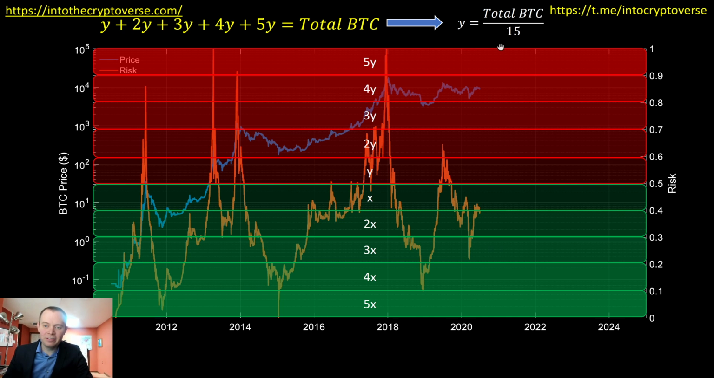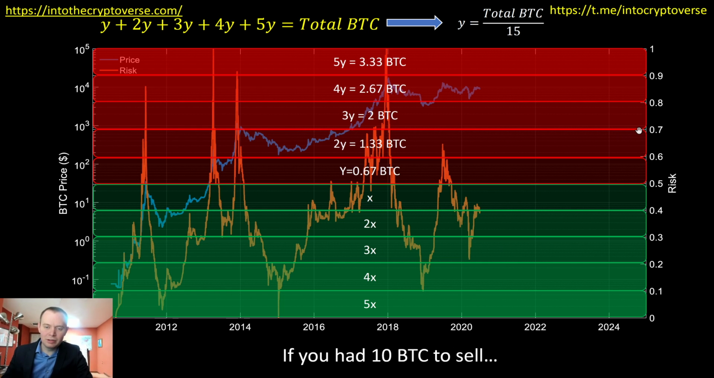If I solve this equation, Y equals the total number of Bitcoin divided by 15. So let's say by the time the risk gets above 0.5, you have 10 Bitcoin. What you would do is figure out what your Y is. It turns out to be 0.67 Bitcoin. And then when the risk gets to this level, you sell 0.67.